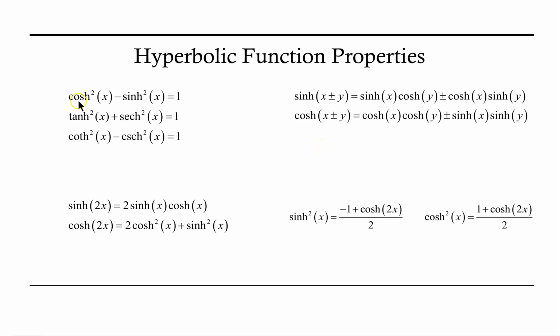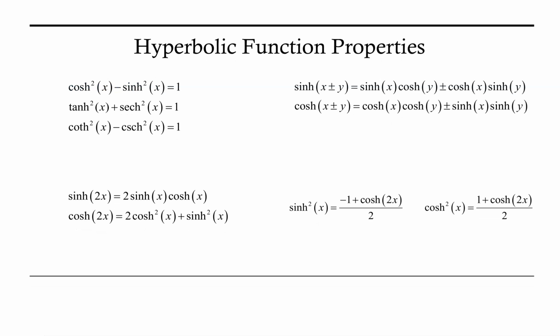For example, cosh squared of x minus sinh squared of x equals 1 might remind us of the trigonometric identity of cosine squared of x plus sine squared of x equals 1. However, notice there is a difference in the sign between these two identities. So there are identities for the hyperbolic functions that resemble the Pythagorean identities from trigonometry.